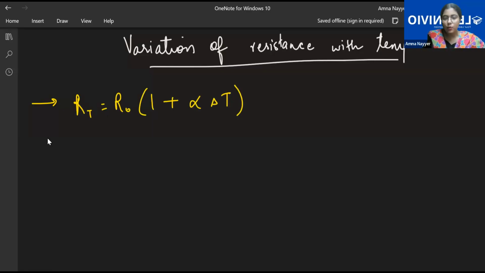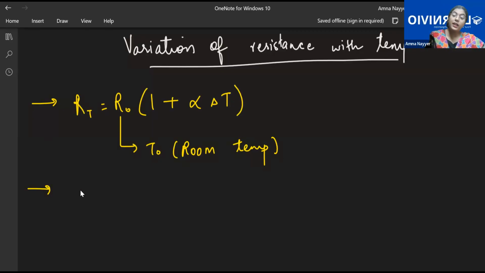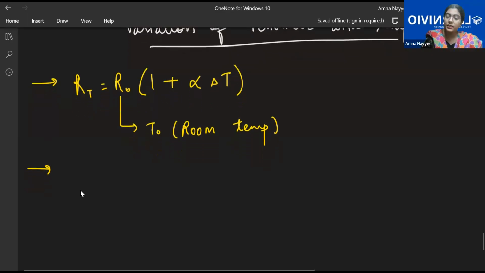Now, this is what is limited to your syllabus. Here, this is the resistance at the temperature. This is basically the room temperature. Okay, this is the room temperature. Now, we have one more formula for resistivity. This was the formula for resistance.